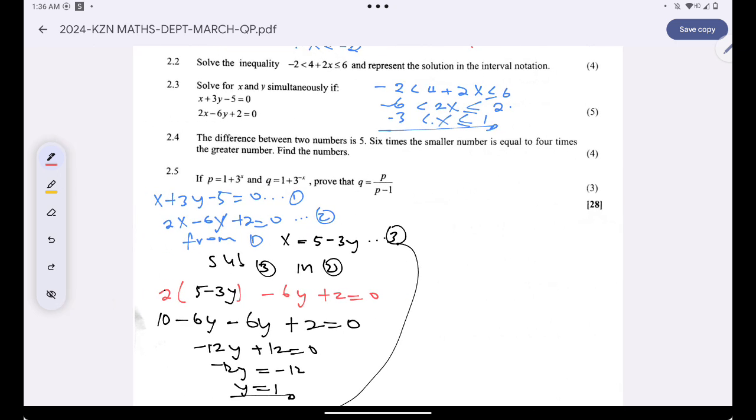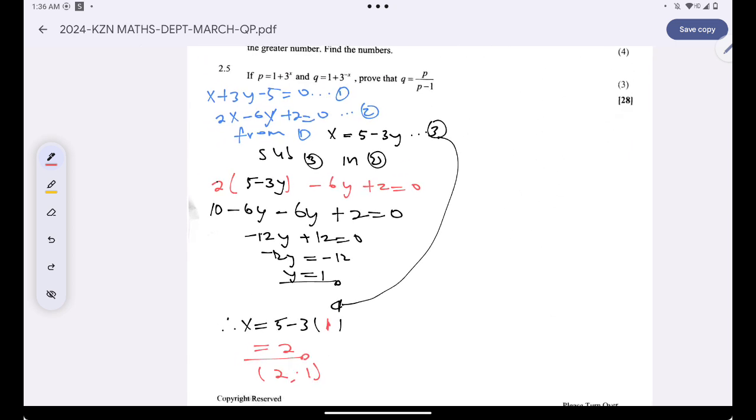Okay, the difference between two numbers is 5. 6 times the smaller number is equal to 4 times the greater number. Find the numbers.